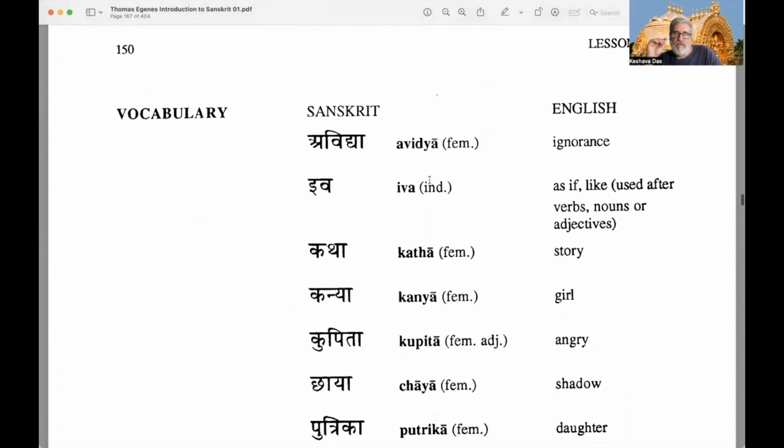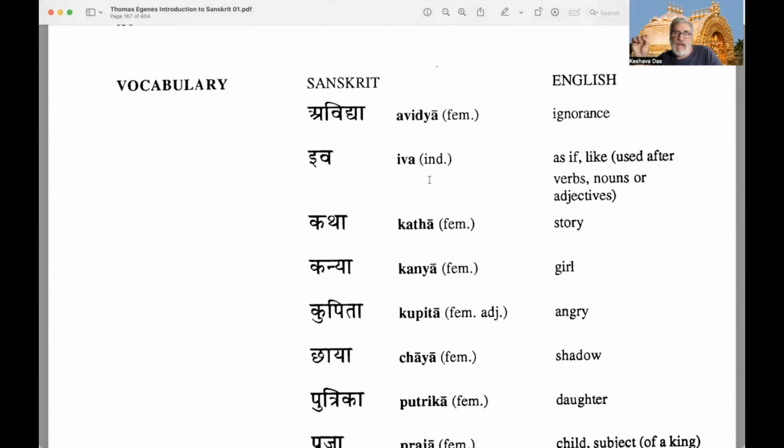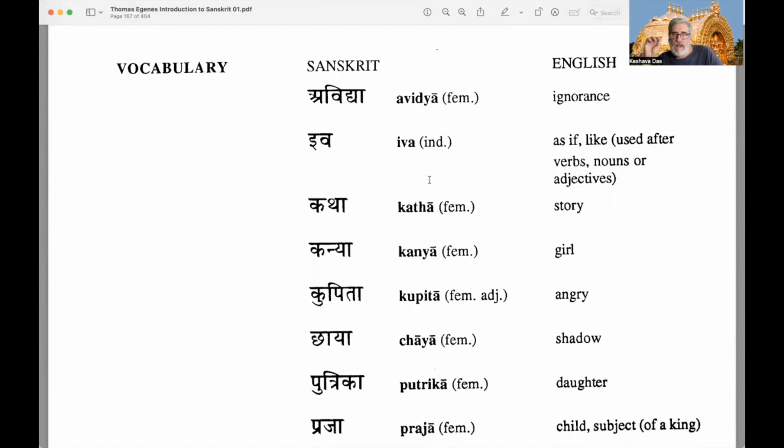Let's look at the vocabulary. Again, the vocabulary is in Sanskrit alphabetical order. Avidya is feminine, so it's an example. We can use it as a paradigm like sena, right? It means ignorance. Of course, vidya means knowledge. Avidya means ignorance. Eva is an indeclinable. It's as if or like, and used after verbs, sometimes nouns or adjectives. It can be used after any one of those things. Now, he hasn't mentioned here what case you need to put the nouns or adjectives in that come before it, but we'll see.